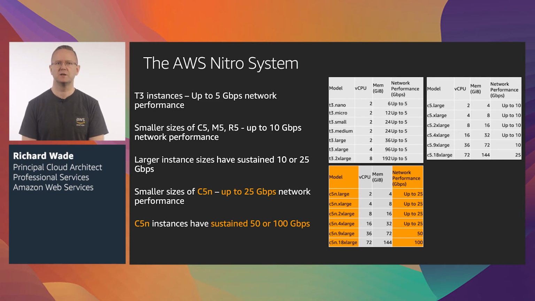For comparison, we have the T3 instances shown at the top left, and standard C5 instances shown in the top right. At the bottom, highlighted in orange, you can see the C5N, with N for Nitro, and the relative performance metrics with instance types capable of supporting up to 25 gigabits per second as standard, and sustained 50 or 100 gigabits per second on the larger instance types.